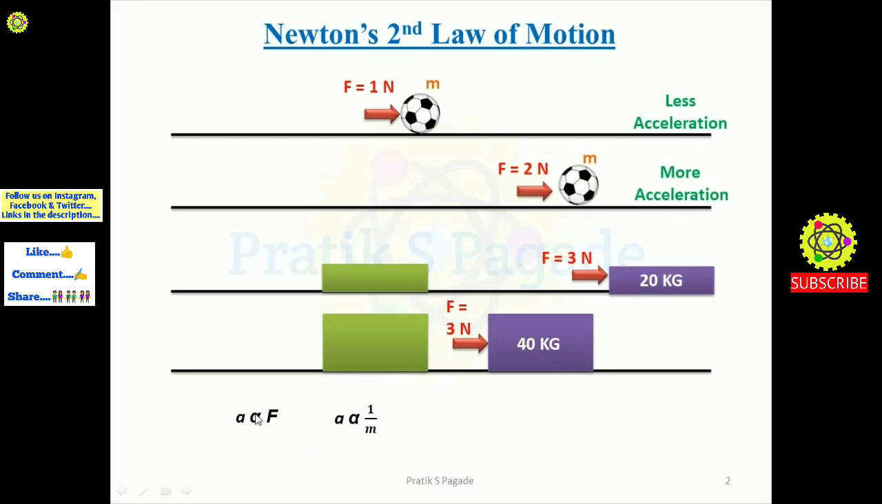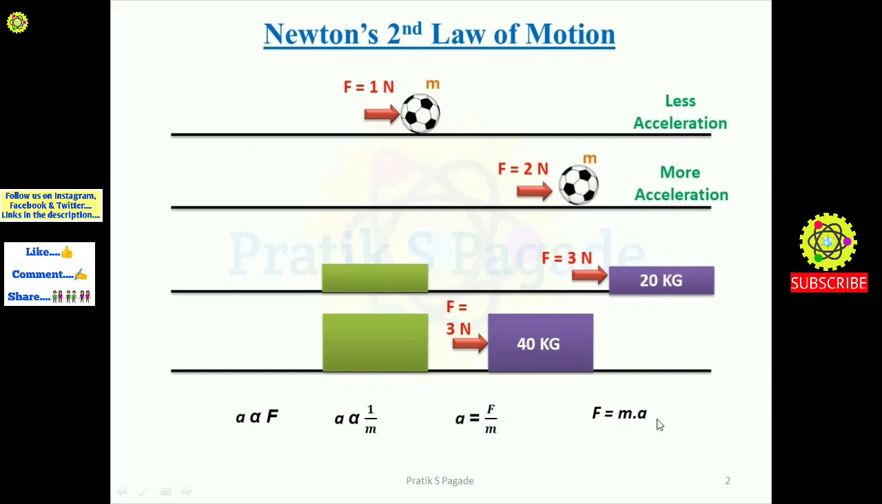So when we combine these two relations, that is, a is directly proportional to F and a is inversely proportional to m, we get a is equal to F upon m, that is, acceleration is equal to force upon mass. Again we can simplify this equation as F is equal to m into a, that is, force is equal to mass into acceleration. This is our equation of force.